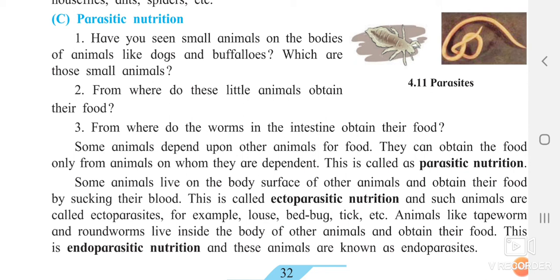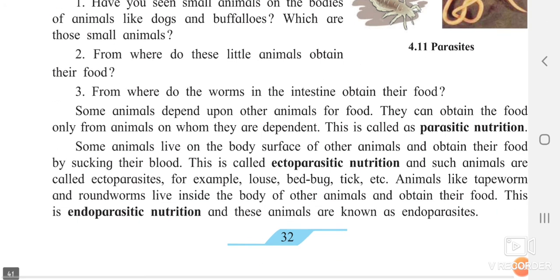The lice which are present in your hair, in Marathi we call them wa. They suck the blood from your body, and bed bugs also come under it. Such animals come under ectoparasitic nutrition. Some of them, like tapeworm and roundworm, are present inside our body, and they obtain their food from our body itself. They are said to be endoparasitic. The examples of endoparasitic are tapeworm and roundworm. And for ectoparasitic, there are bedbugs, ticks, lice. Some of them are also present on the body of animals, like a cow or buffalo.